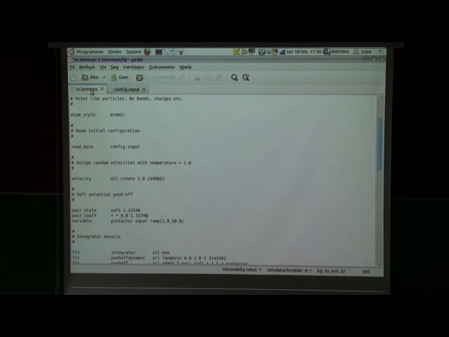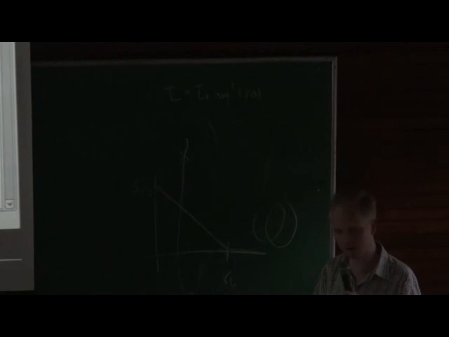Now there's a crucial point, because the initial configuration I've made has random positions. I put them in randomly. If I start from random positions using Lennard-Jones interactions, a certain number of the particles are going to be overlapping. And remember, the Lennard-Jones interaction looks like this, which means that I will have particles up here having infinite energy in principle.